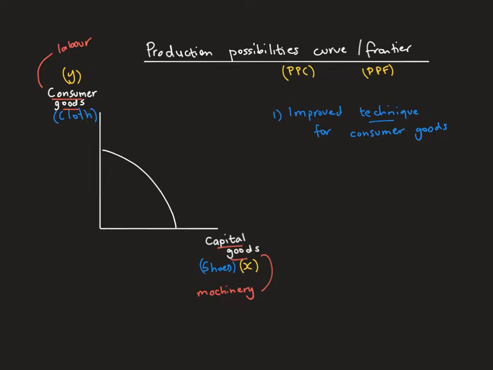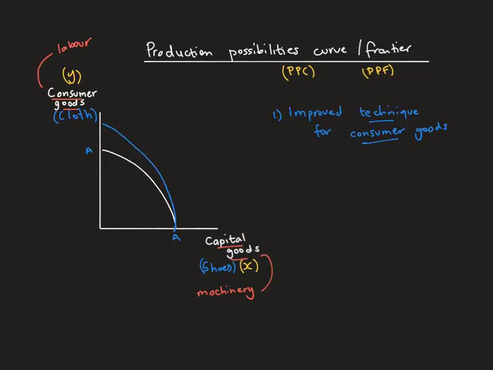Now let's say the second case is that there's an improved technique for producing cloth. So there's a new technology or new machinery out there and it allows us to produce more consumer goods. Therefore, if we are on line AA, what happens is we can produce more cloth. So our PPC curve will now look something like this.